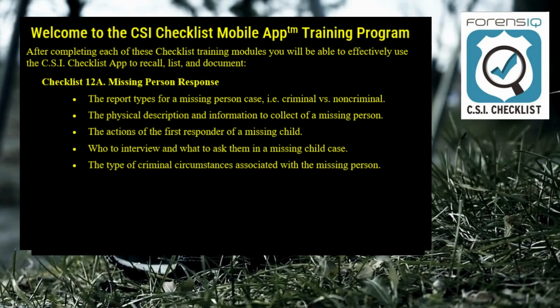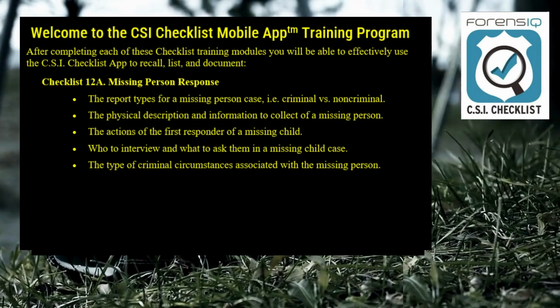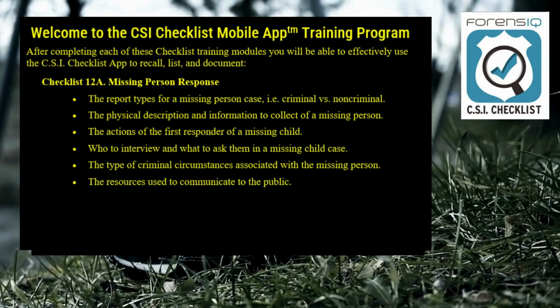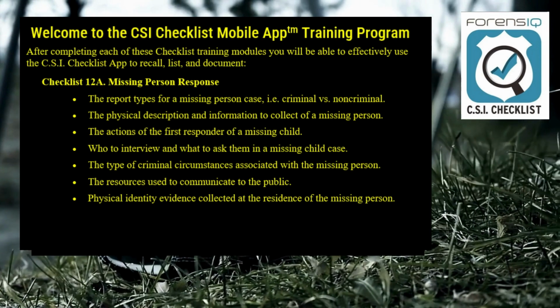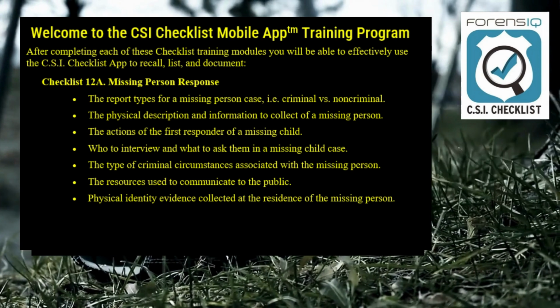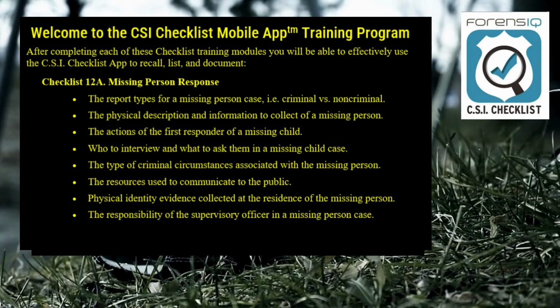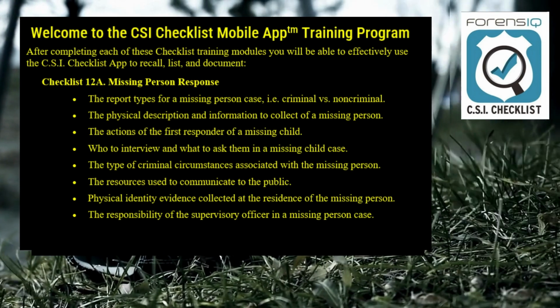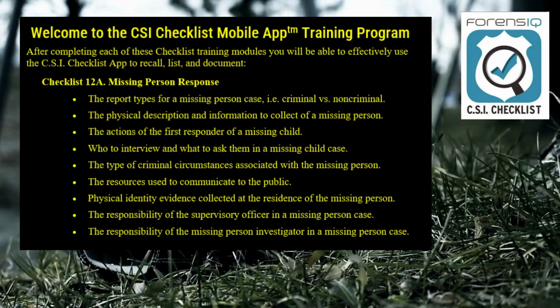The type of criminal circumstances associated with the missing person. The resources used to communicate to the public. Physical identity evidence collected at the residence of the missing person. The responsibility of the supervisory officer in a missing person case. The responsibility of the missing person investigator in a missing person case.